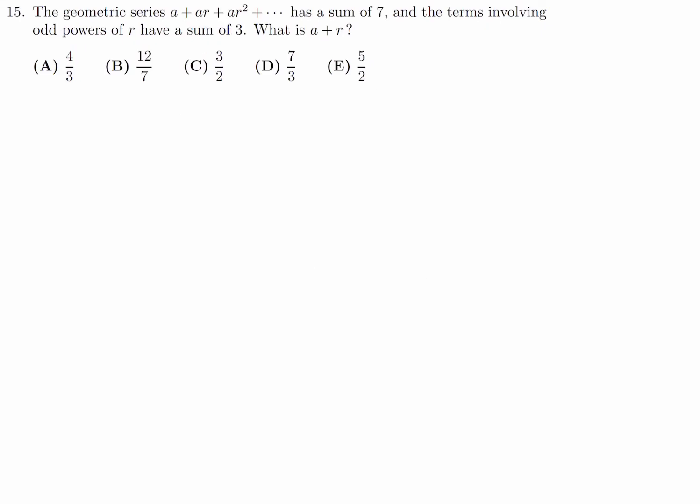The geometric series a plus ar squared plus dot dot dot has a sum of 7, and the terms involving odd powers of r have a sum of 3. What is a plus r?